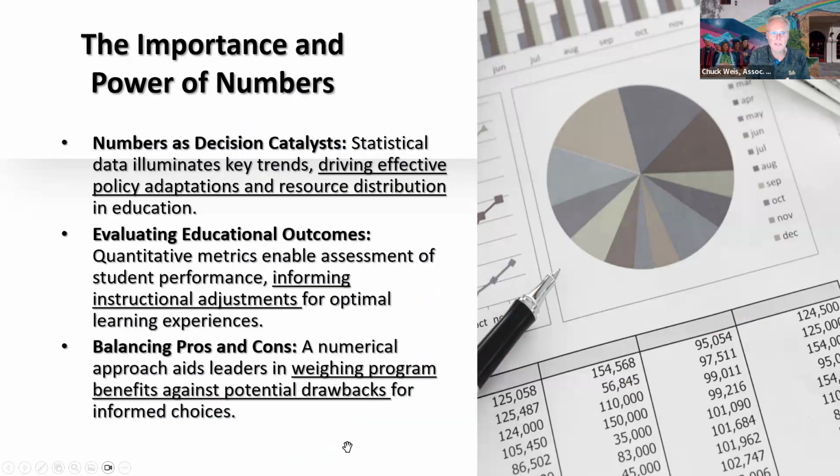So, the importance and power of numbers. We've already talked about in applied research that statistical data illuminates key trends, and it can drive effective policy adaptations and resource distribution in education. It can, but it's not always being used that way. And in evaluating educational outcomes, it's essential for informing instructional adjustments for optimal learning experiences. And then we need to balance the pros and cons. A numerical approach aids leaders in weighing program benefits against potential drawbacks for informed decisions.